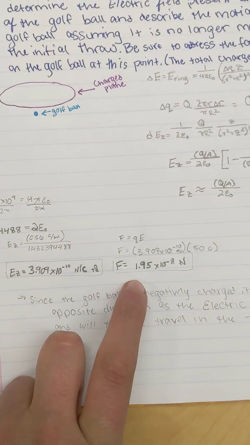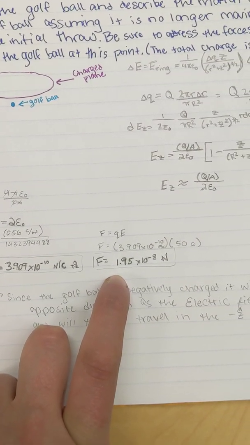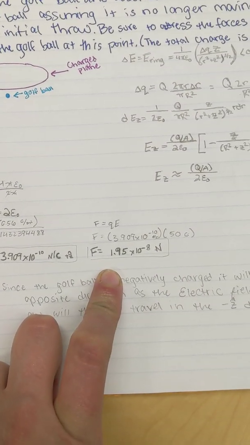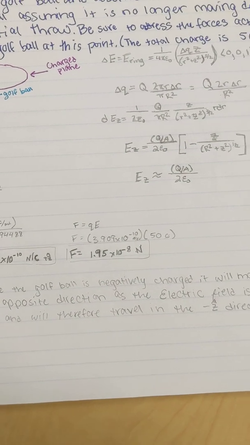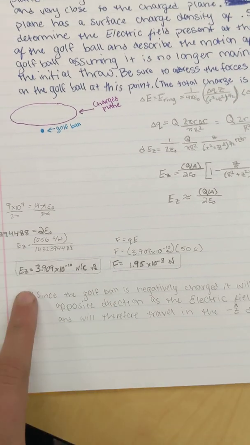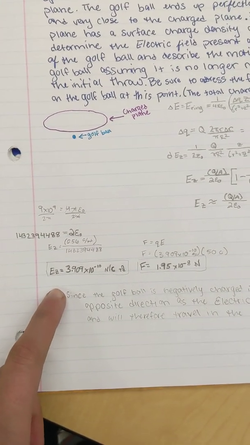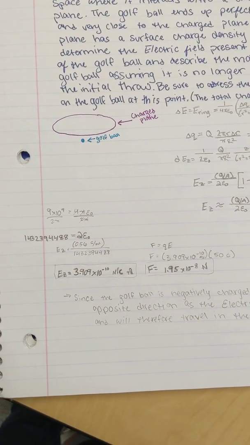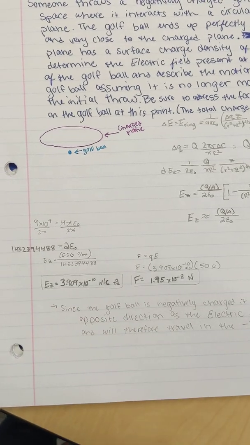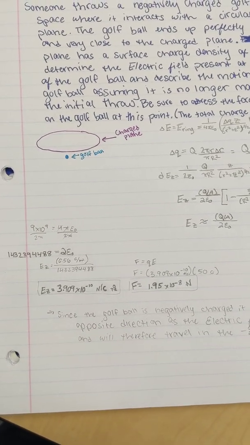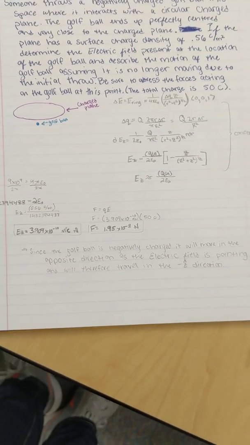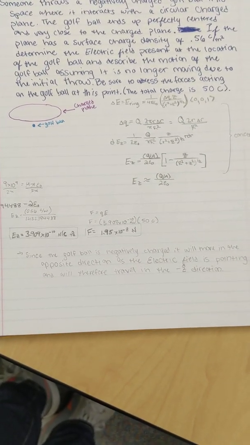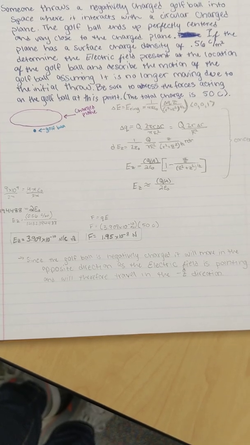In order to find the force, we just multiply that by the charge of the system, and we find that the force is equal to 1.95 times 10 to the negative 8 newtons. With this positive electric field, we would expect a positive proton, a positively charged particle, to move in the positive z hat direction. Because our golf ball is negatively charged, it will move opposite to that, so it will move in the negative z hat direction.